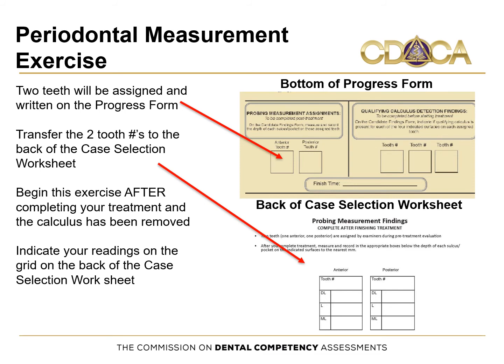2 teeth will be assigned from within the case selection for you to demonstrate your skill at determining periodontal measurements. When the patient returns from pre-treatment evaluation, the CFE will transfer the tooth numbers for the 2 teeth assigned onto the back of the case selection worksheet. When you have completed your treatment and removed the calculus, probe the 3 lingual surfaces on both teeth and record your findings in the grid on the back of the case selection worksheet. It is important that you probe after treatment because the examiners will be probing during post-treatment evaluation, which is after treatment, so that your findings will be gathered under the same conditions.